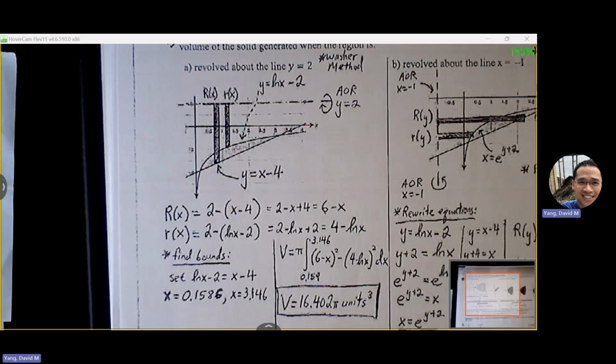Point 1586. Oh, 6. I got positive 16. Let's see. Okay. I had my big bar being 6 minus x, which isn't a big deal because you basically have the answer. You just have to change the sign.